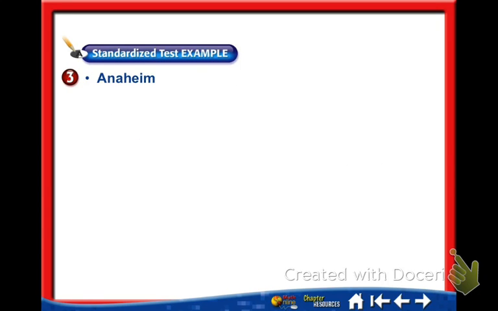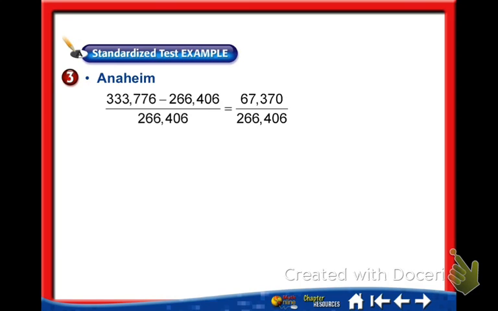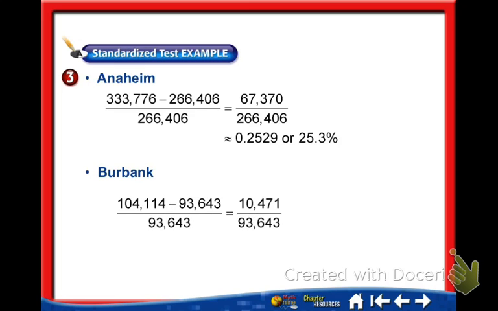Let's start off with Anaheim. Find the percent of change by making the ratio amount of change over the original amount. That gives you about 25.3%. Now Burbank. The amount of change over the original amount will give you about 11.2%.